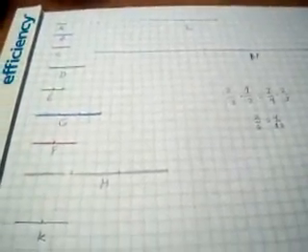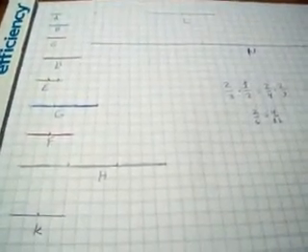This is Euclid Book 5, proposition number 4, and hopefully I won't lose my voice. I've been dealing with a little bit of laryngitis. I know you've been seeing that in the past few videos, but I'm still dealing with it a little bit.